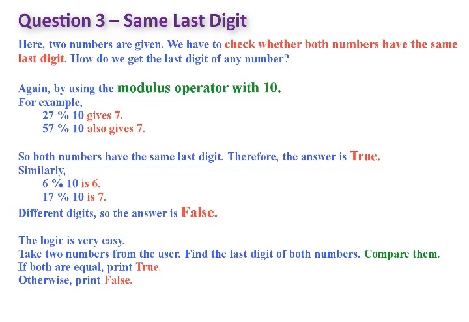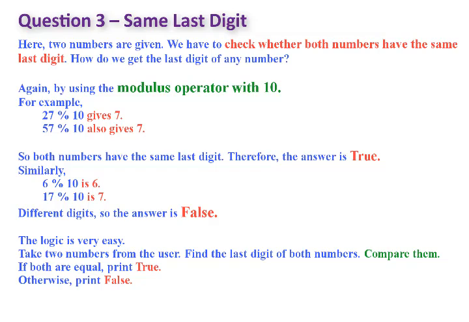Question 3, same last digit. Now let's discuss question number 3. Here, two numbers are given. We have to check whether both numbers have the same last digit. Students, how do we get the last digit of any number? Again, by using the modulus operator with 10. For example, 27 % 10 gives 7. 57 % 10 also gives 7, so both numbers have the same last digit. Therefore, the answer is true.